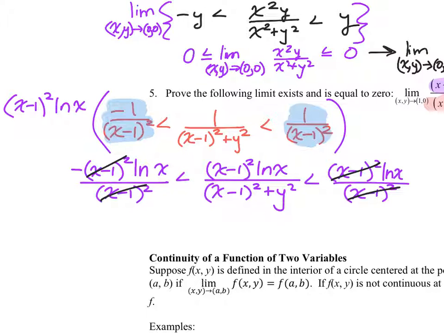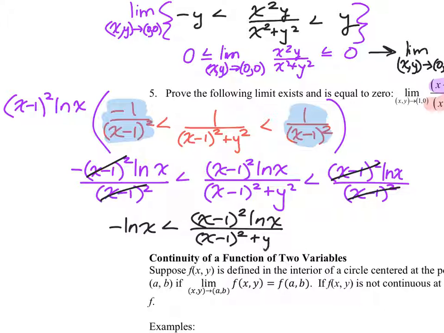Those are going to cancel away. So it's my middle expression. Negative ln of x is less than that middle expression, which in turn is less than the positive natural log of x. And now I'm at the point where I can apply my limit. So squiggly brackets.